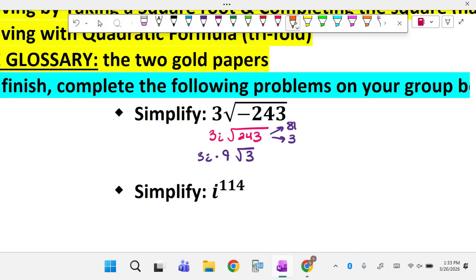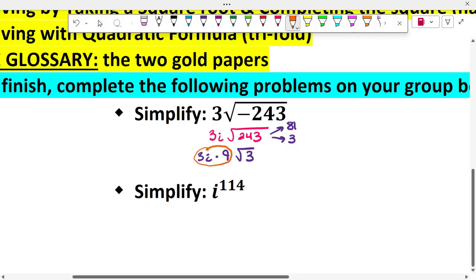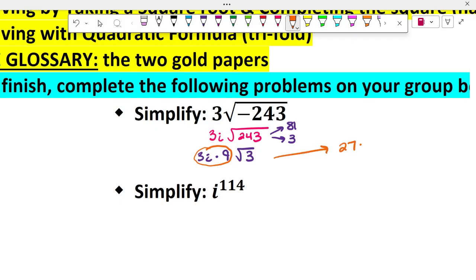Now, remember, you can't add or subtract imaginary and real, but you can multiply them. So you can actually simplify that a little further. So this would be 27i square root 3. I think most of y'all got that, so good job.